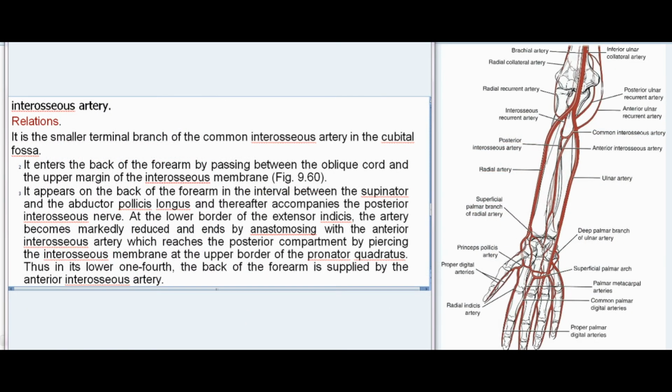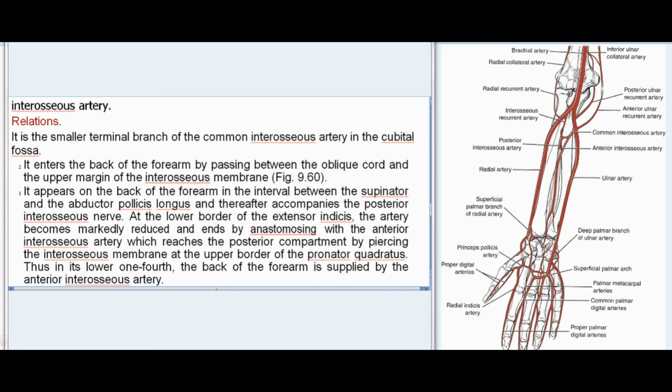Relations. 1. It is the smaller terminal branch of the common interosseous artery in the cubital fossa. 2. It enters the back of the forearm by passing between the oblique cord and the upper margin of the interosseous membrane, Fig 9.60. 3. It appears on the back of the forearm in the interval between the supinator and the abductor pollicis longus and thereafter accompanies the posterior interosseous nerve.